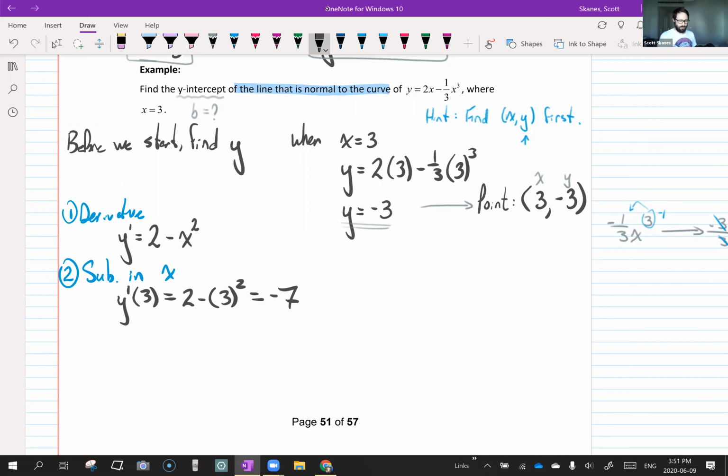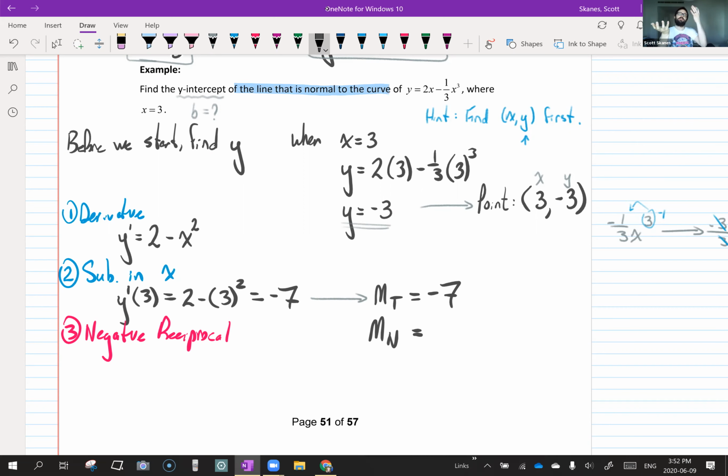But we don't want the slope of the tangent. We want the slope of the normal line. So we need to do the negative reciprocal. The negative reciprocal, make it negative. It's already negative, so positive. The normal, careful, negative reciprocal. Make it negative, and the reciprocal means flip the fraction. So if it's 7 over 1, it becomes 1 over 7. And that's a positive. Remember, that's negative reciprocal.